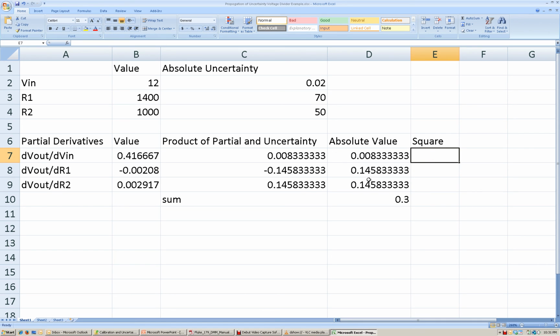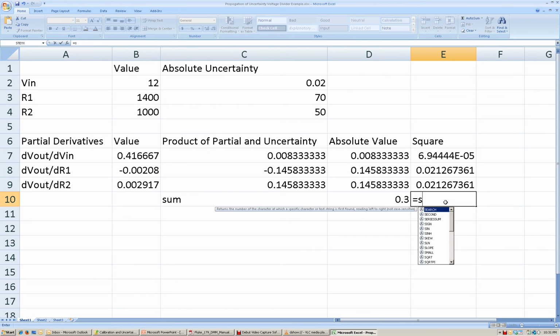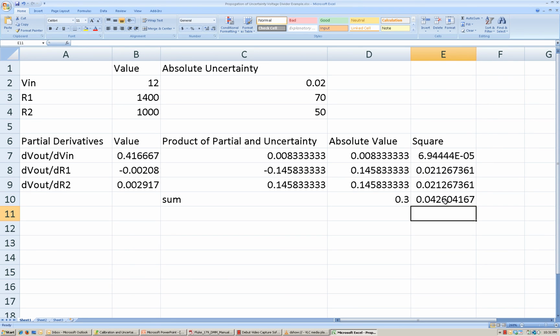Now, if we square all of these terms, I'm going to take the product of the uncertainty terms and square them. Then I'm going to sum them all up, and then I'm going to take the square root of that. Let me try that again. SQRT, there we go. Then this is going to be the most likely uncertainty. So this term right here is the maximum expected uncertainty in the output voltage, and this is the most likely right here.